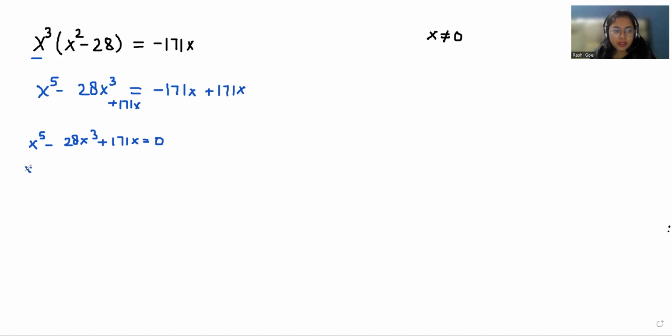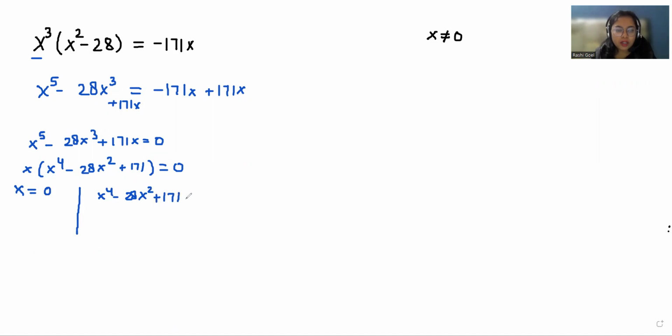Now I'm going to take x as common. So x power 4 minus 28x square plus 171 is equal to 0. Now we have two factors. Either x will be 0 or x power 4 minus 28x square plus 171 will be 0. So one of the values of x is 0. Now we are going to find the value of x with the help of case second.